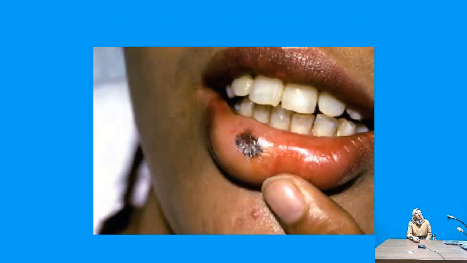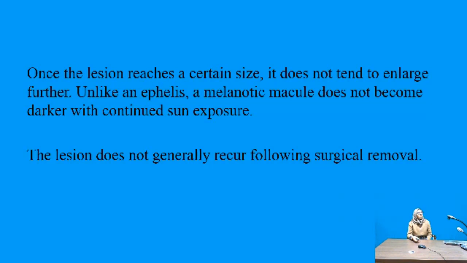As we see in the picture, this picture reveals the melanotic macule in the lower lip of a female. The color, as is clear, is brown to black, with regular border, oval in shape. Once the lesion reaches a certain size, it does not tend to enlarge further. Unlike an ephelis, a melanotic macule does not become darker with continued sun exposure.